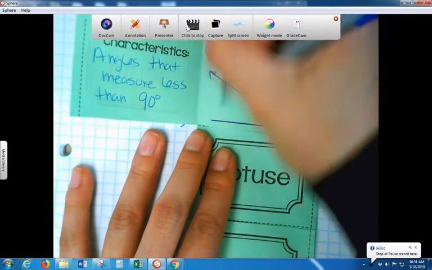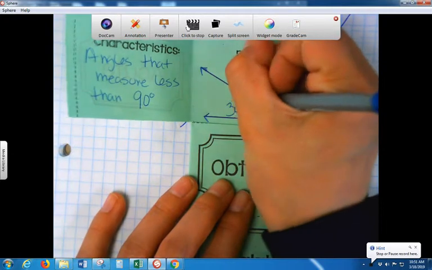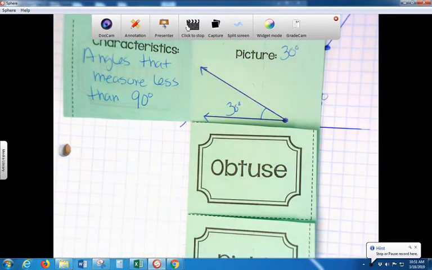Is it less than 90 degrees? Yes? So this is what we call a 30-degree angle that is acute. It's smaller than 90 degrees.